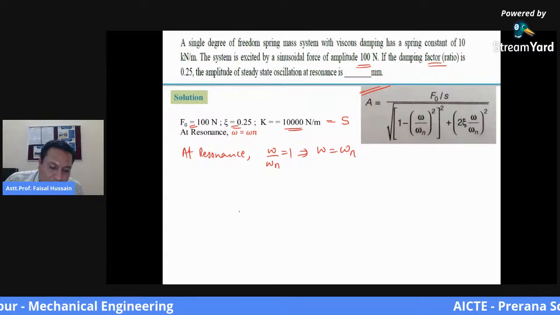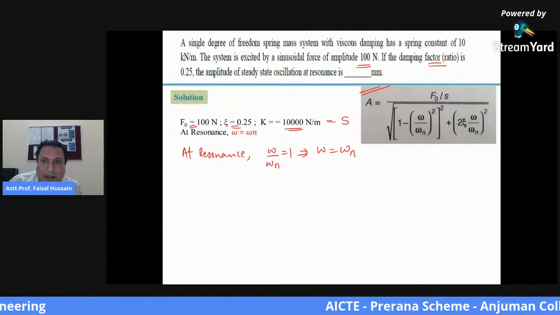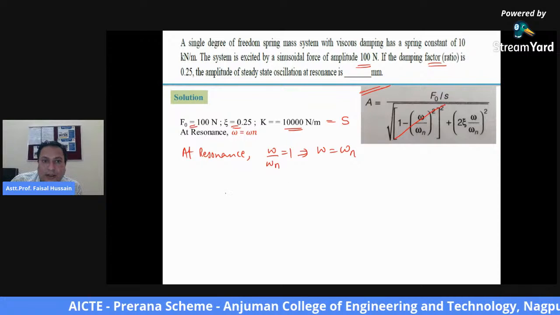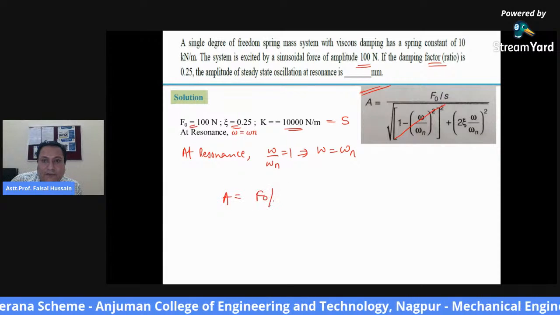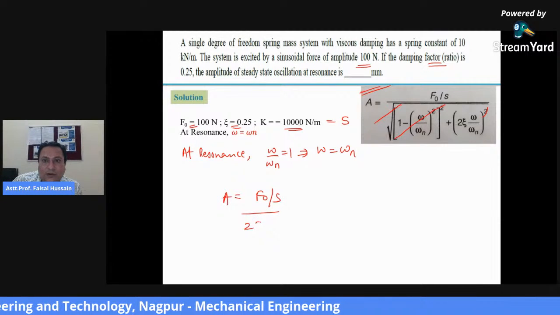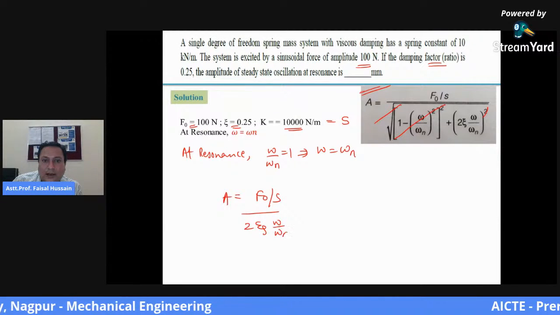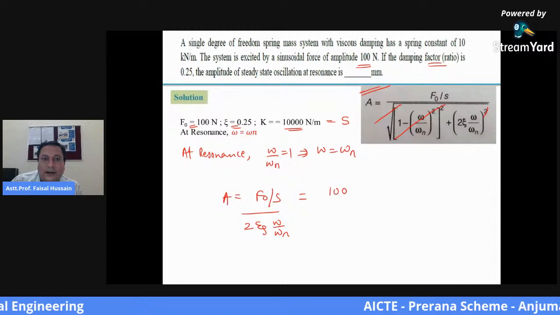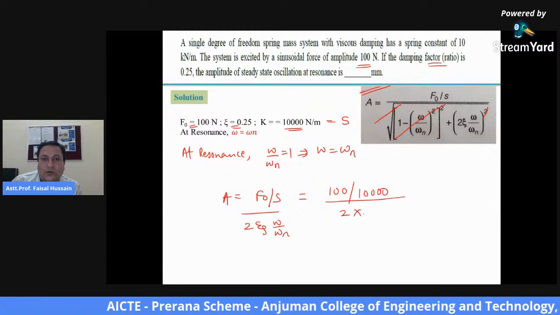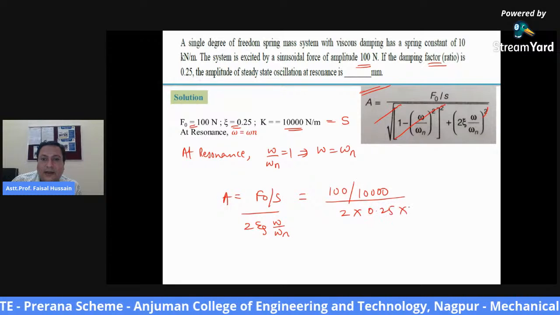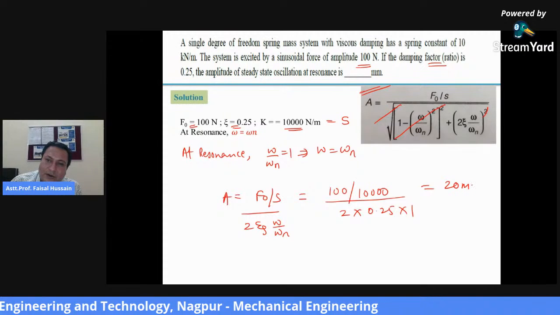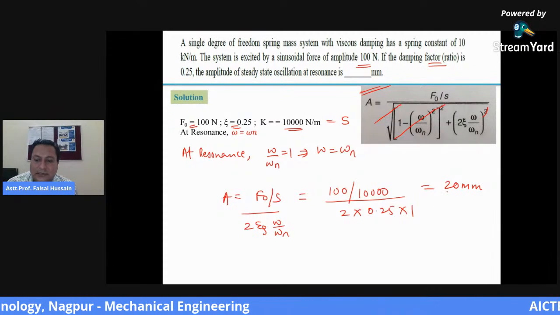So each and every value is given to you. At resonance, omega by omega n will be 1, so this will be 1 and this gets cancelled. So A will be what? A will be F0 by S. This square root will get cancelled. Here it will be 2 zeta omega by omega n. So F0 is 100, S is 10,000, 2 into zeta is 0.25, and at resonance F by Fn will be 1. So from here we will get the amplitude 20 mm. So this is the answer.